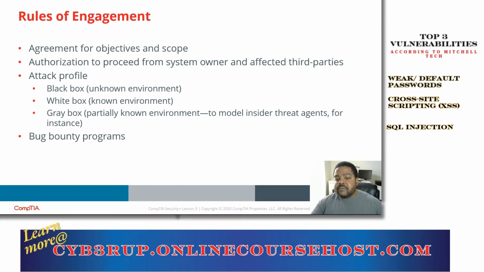And then a gray box is where I give you some information. Hey, this is our Wi-Fi name, but I don't give you a password. These are our employees. This is what our badges look like. So I'm giving you some information, but I don't give you everything on how to actually get in and onto the network. That's more of a gray box, right? And from these different standpoints, it's better to come from a black box standpoint, because you get a more accurate report of where you're vulnerable and where we can make those changes.